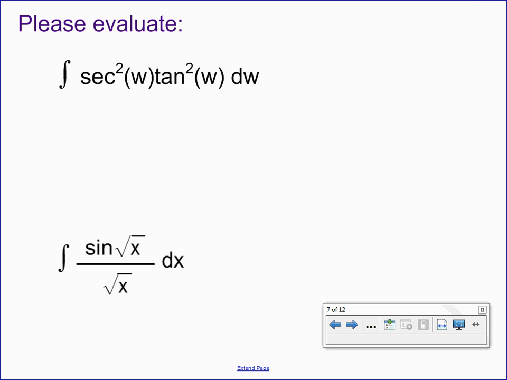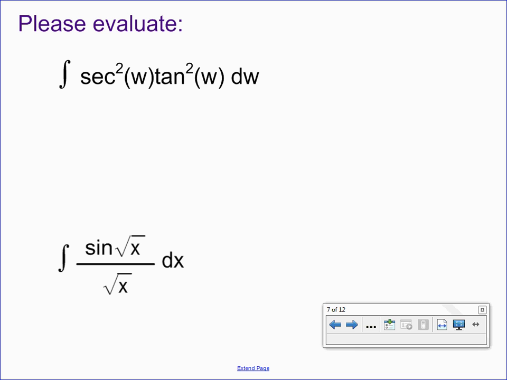So with even exponents, is this possible? The exponents are the same. How could one possibly be the derivative of the other? Which portion is the derivative of which? Courtney and Kobe? Secant squared is the derivative of tangent to the first.